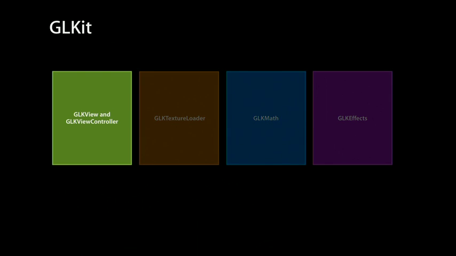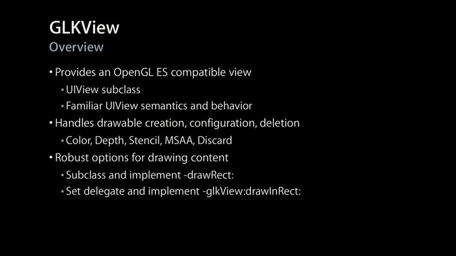I'll start with the GLKView and ViewController. The GLKView provides your app with a view directly compatible with OpenGL ES. It's a UIView subclass, so you get all the familiar behavior of normal views, but what it adds is all the handling of your drawable surfaces, your color render buffer, your depth buffer, stencil, multi-sampling, and the best practices for discarding buffers at the end of the frame. And this replaces dozens of lines of code from the old OpenGL ES application template, where you used to have to do all this manually. Now, you just set the properties you want, and the class takes care of the rest. It also provides you with two options for drawing its content.